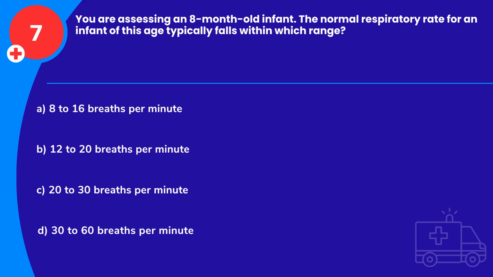Question 7. You are assessing an 8-month-old infant. The normal respiratory rate for an infant of this age typically falls within which range? A. 8 to 16 breaths per minute. B. 12 to 20 breaths per minute. C. 20 to 30 breaths per minute. D. 30 to 60 breaths per minute.